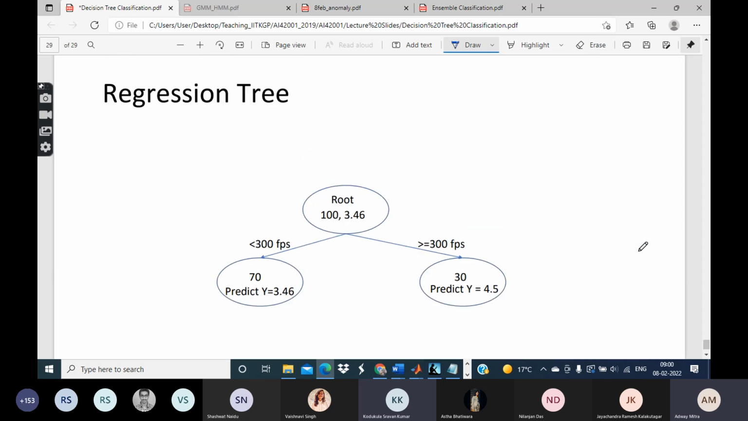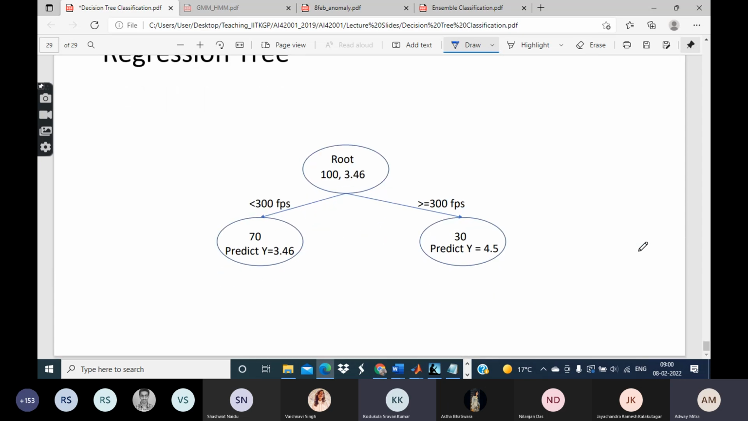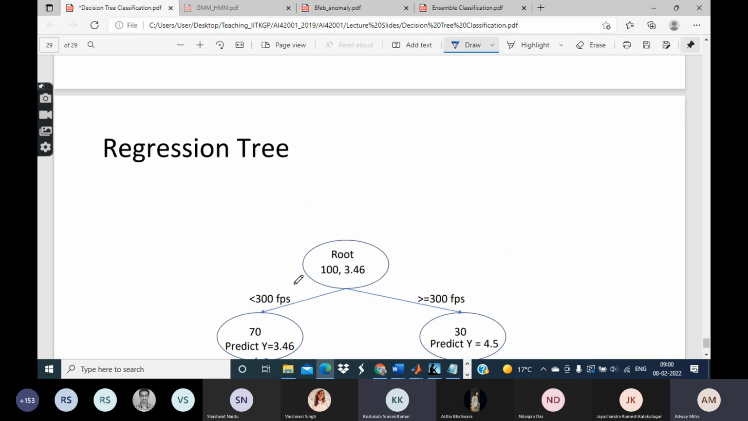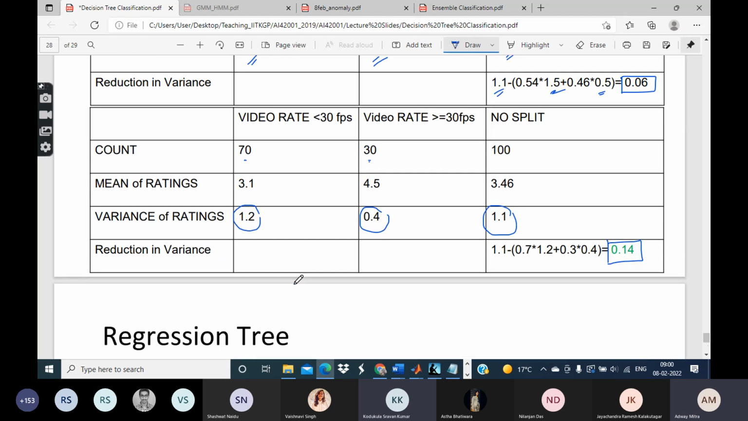So that is your regression stump. Of course, you may think that this subpopulation is still not pure enough, so you may want to continue to split it further. This is the way you can do the regression.